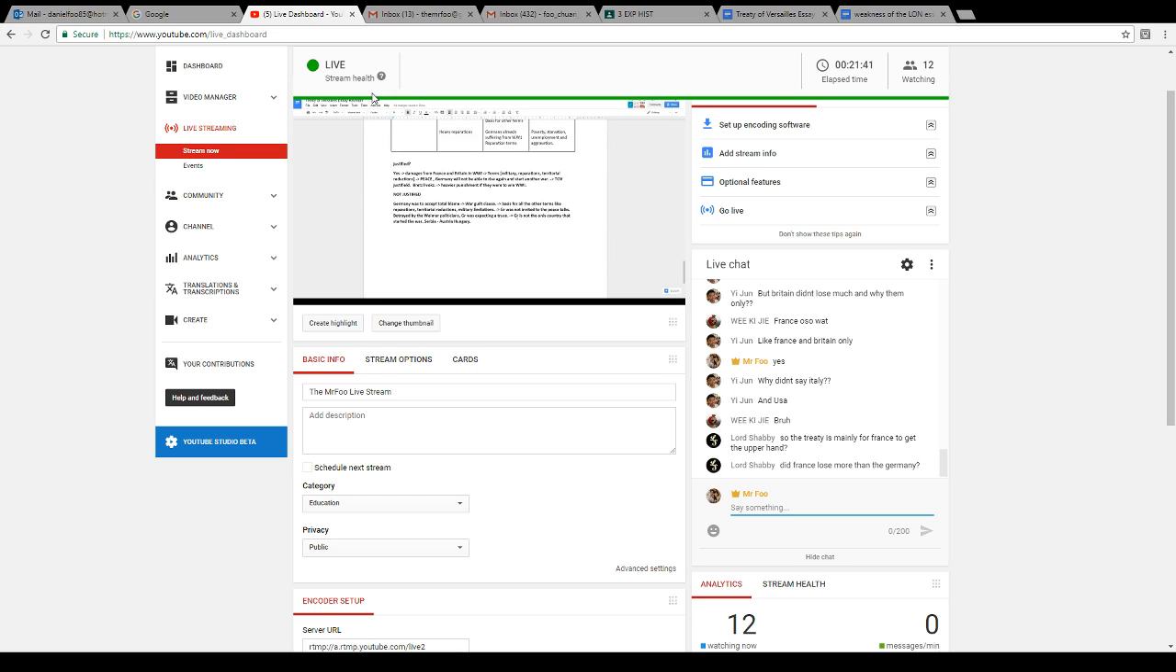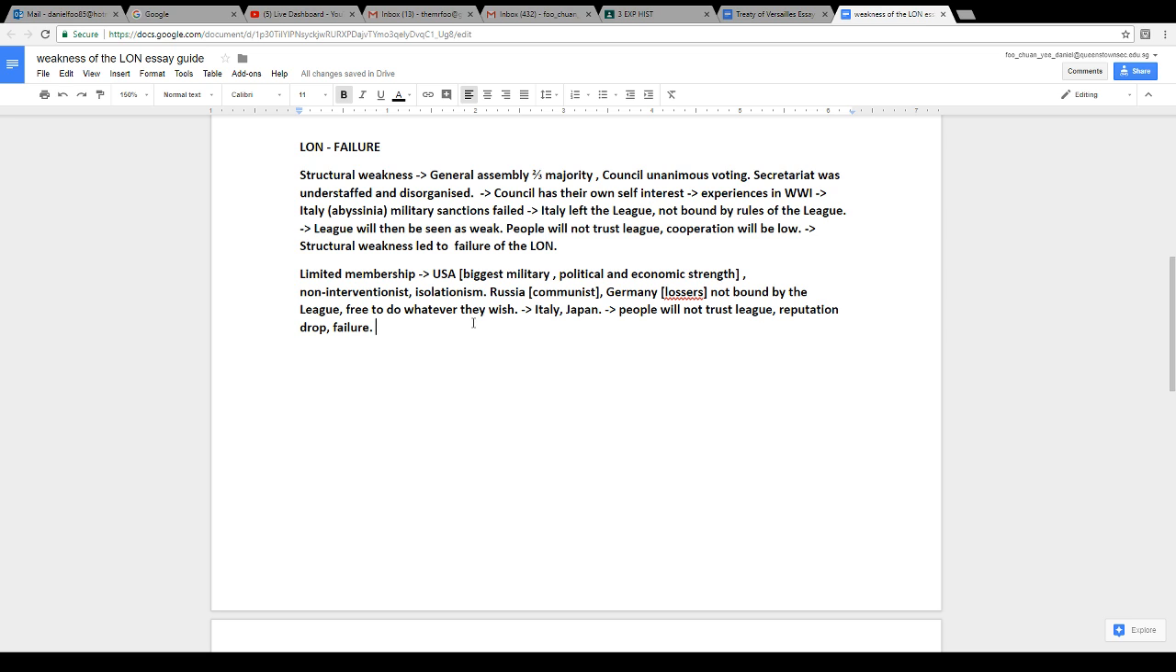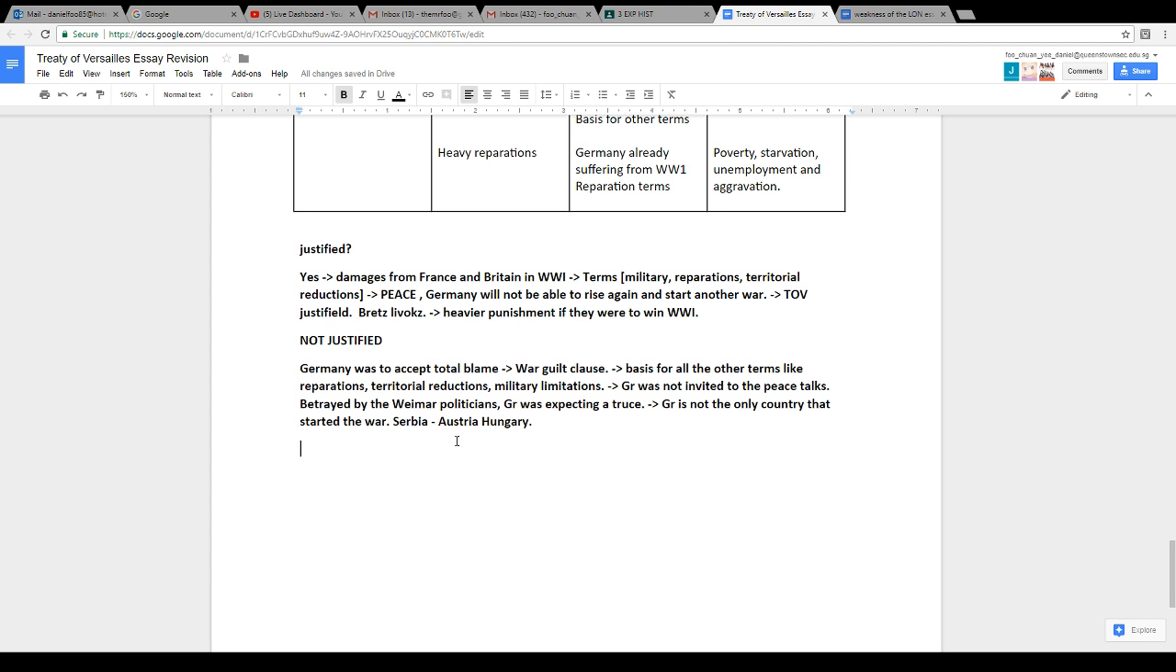Yes, France lost more than Germany, but Germany did not lose that much less. Germany also lost a lot, but the fact that they are the losers means that they must contribute the most. Yes, that's the fact of life. So the unfairness comes from the fact that they have to accept total blame as the main aggressors, signing the war guilt clause when in fact they were not invited to the peace talks. They were betrayed by the Weimar politicians and had no basis for the signing of all the other terms, which greatly reduced Germany's power and Germany's economic strength.